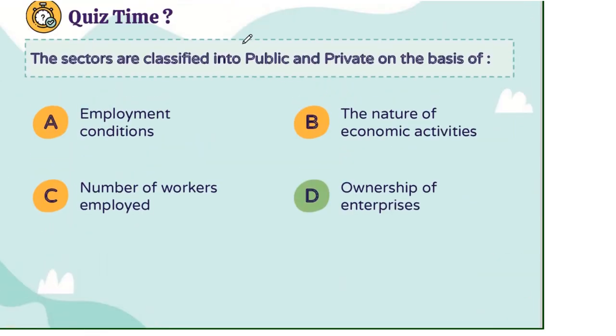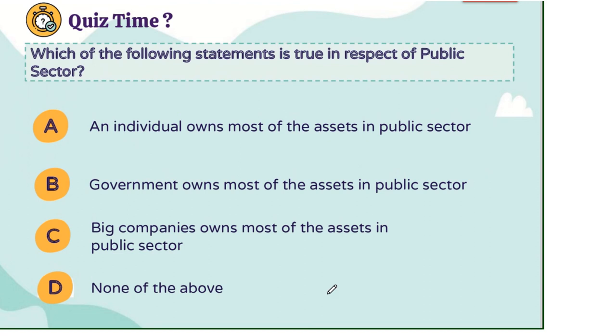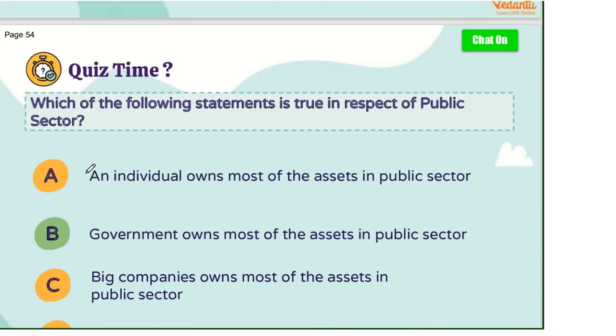The sectors are classified on the basis of ownership of enterprises. Which of the following statements is true in respect of the public sector? Option A, an individual owns most of the assets in the public sector. Option B, the government owns most of the assets in the public sector. Option B is correct as for me. Let's check it.